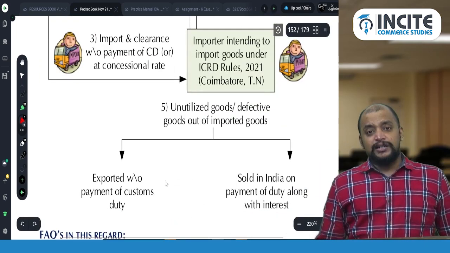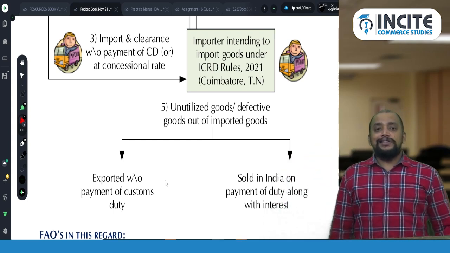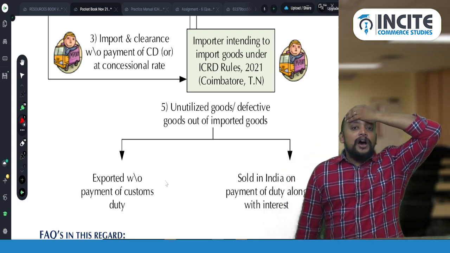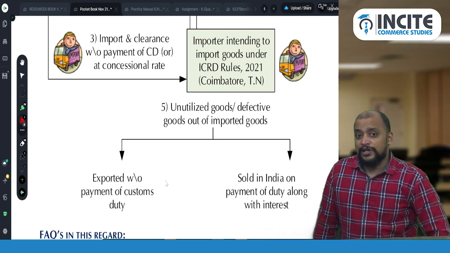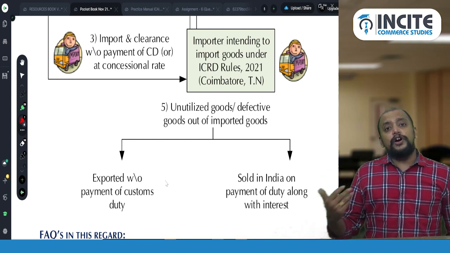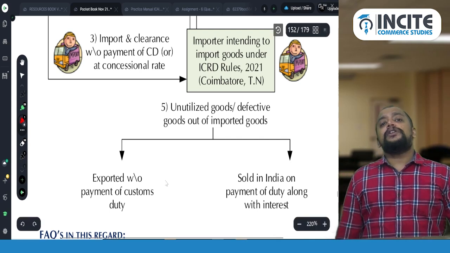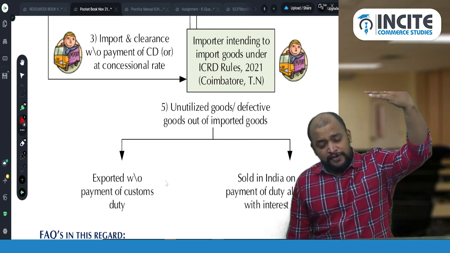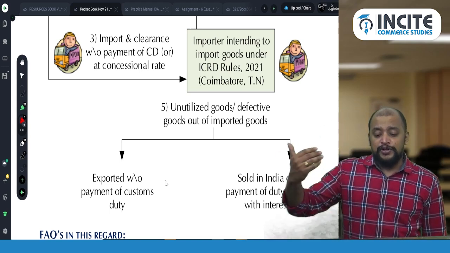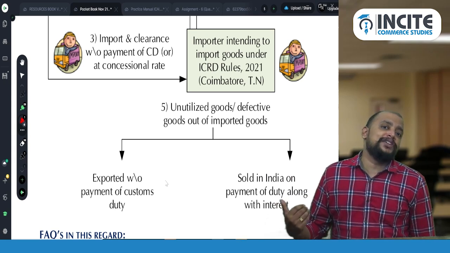Apart from that, whatever is the unutilized goods or defective imported goods, they did not pay customs duty, na. Out of that, they have not utilized some goods, or there are some defective goods. That unutilized or defective goods can be exported without payment of customs duty, or can be sold in India along with payment of customs duty along with interest.